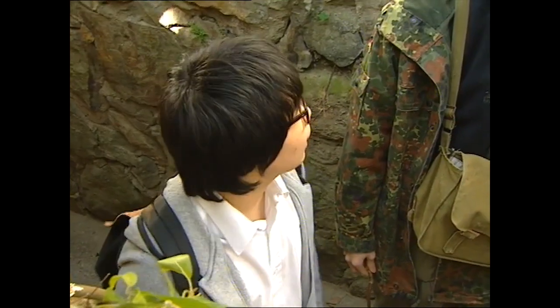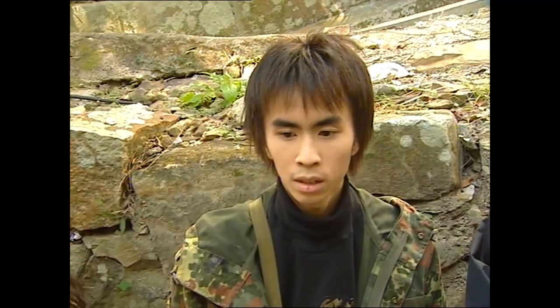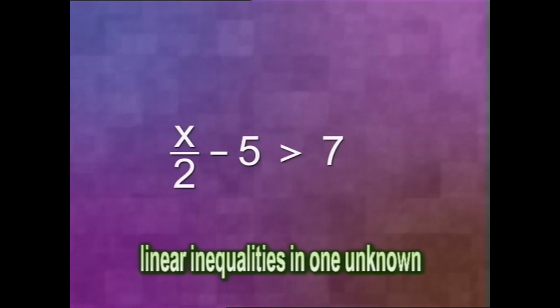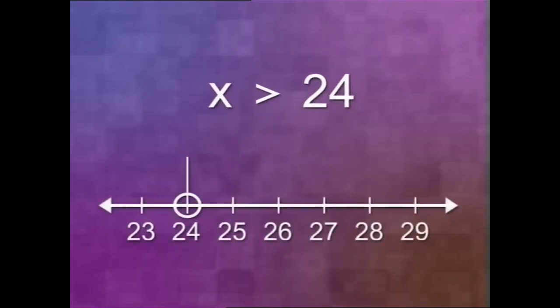X over 2 minus 5 is greater than 7. What does that mean? I've seen these before. It's a linear inequality in one unknown. In an inequality, if there's only one unknown and the index of it is 1, then it's a linear inequality in one unknown. Now, in order to solve this inequality, we first have to use the additive property. 5 is added to both sides of the inequality. Then we use the multiplicative property. Since the multiplier, 2, is a positive number, the inequality sign remains unchanged, and the result is x is greater than 24. And we can show the graphical representation of this inequality on a number line.